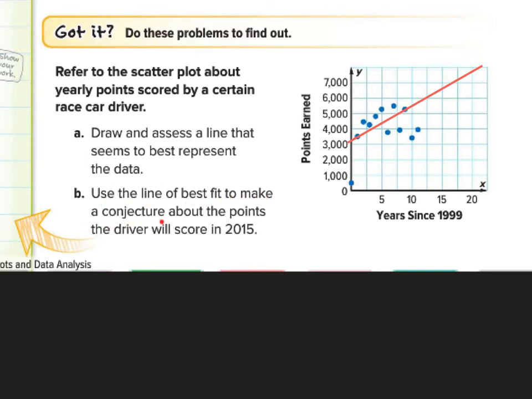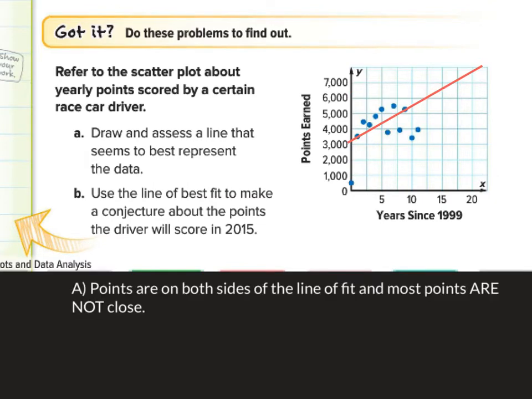Then use the line of best fit to make a conjecture about the points the driver will score in 2015. So I go to 2015 and I follow the line up, and I see that I'm jumping up by 1,000 points each time, and it's crossing right in the middle of a 2, or just slightly above the half. So I could say 6,500, 6,600 or so.